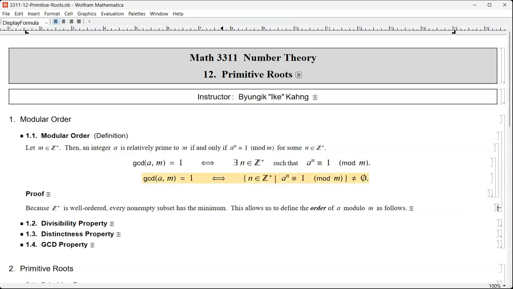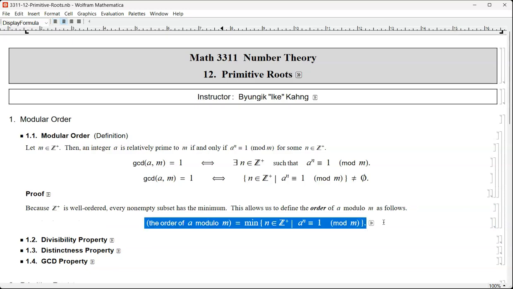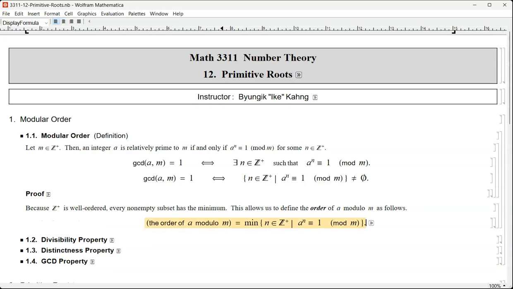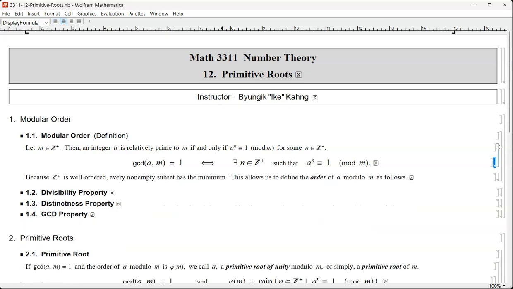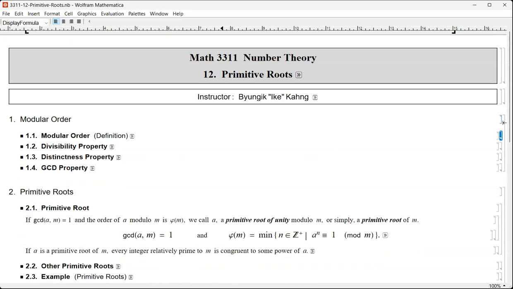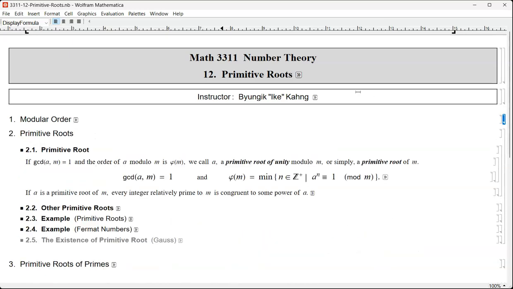Consequently, we can define the order of A modulo M as the minimum of that non-empty subset of Z plus, using the well-ordering principle of Z plus. Remember that? So we can do this if and only if A and M are relatively prime. Otherwise, nothing works. You cannot even start. So this always works, so it's nothing special. The key point is this.